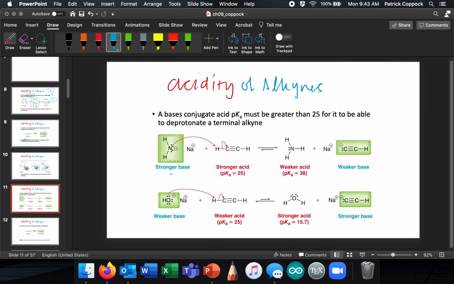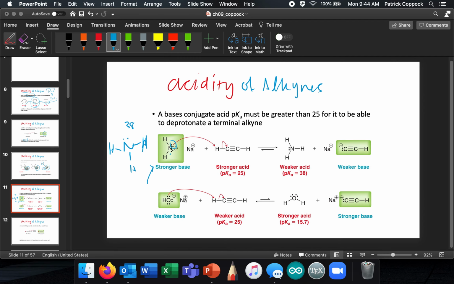Okay, so in order to strip that off, we've got to find some base whose conjugate acid has a higher pKa than acetylene, and then consider the conjugate base of that acid. I know that's complicated, but let's take ammonia, for example. Ammonia has a pKa of 38. If we strip off a proton and make amide, you see what this is: the conjugate base of ammonia.